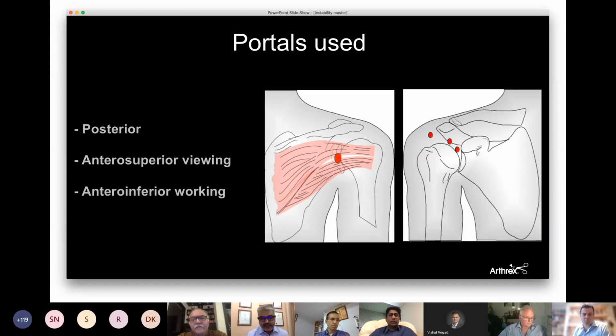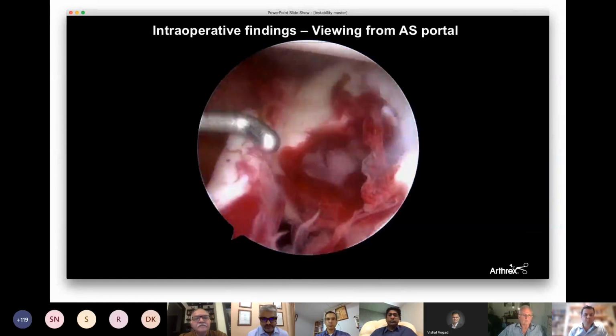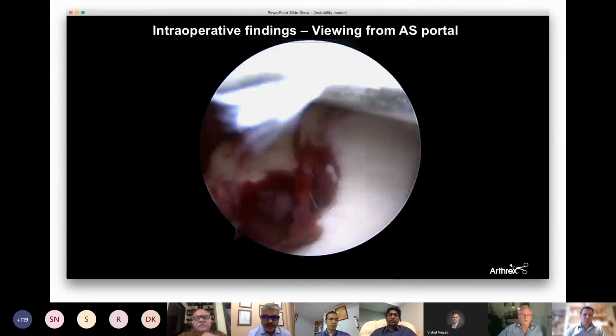And you can see that when viewing from the anterior superior portal, I'm not seeing the video. Is someone else seeing the video? No. I'll show you the video now. Okay, so that's the video, and viewing from the anterior superior portal, that's the hematoma which is there, and you can see the chunk of fragment.